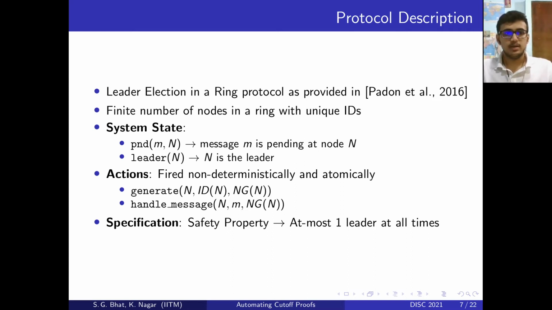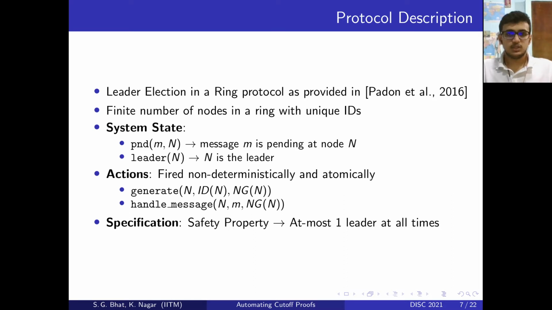PND m, n holds if the message m is pending in the queue at node n, and leader n holds if n is the leader. The protocol proceeds by sending messages in one direction of the ring. This can be abstracted away into two actions, generate and handle message. In each step of the protocol, one of these two actions is fired non-deterministically and atomically.